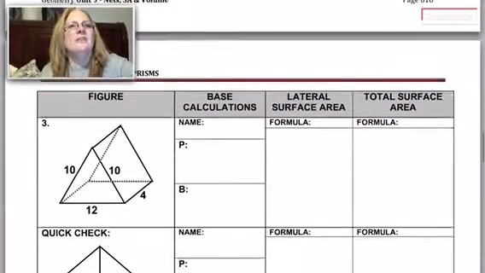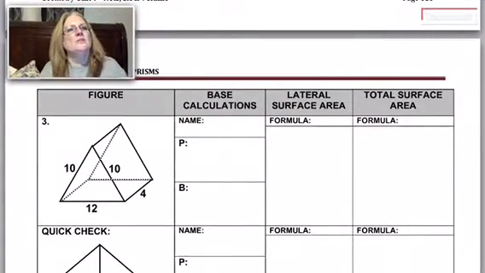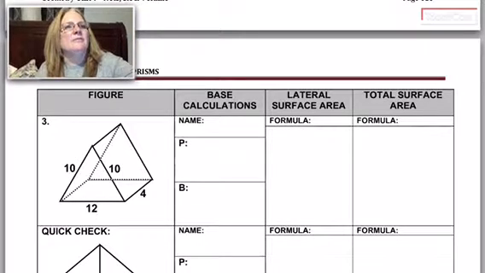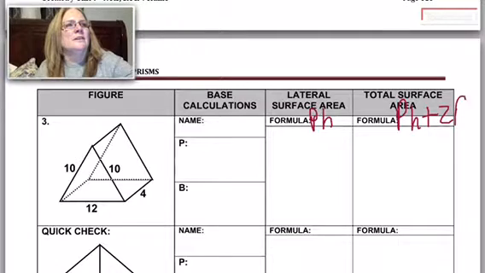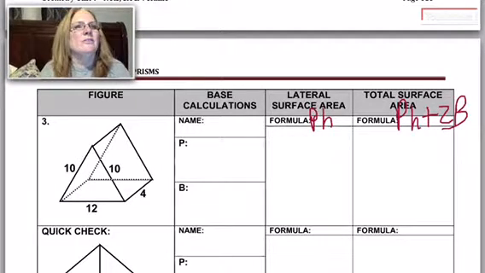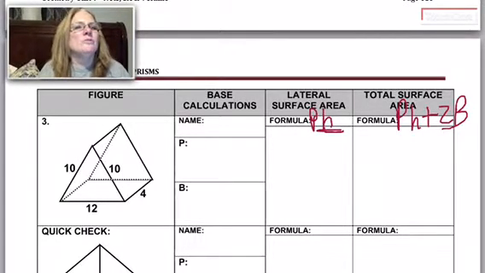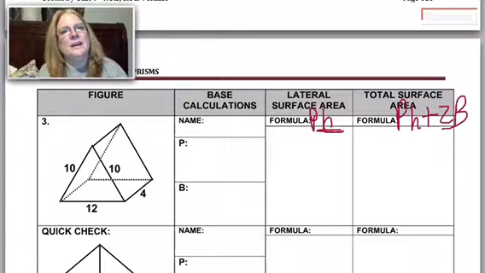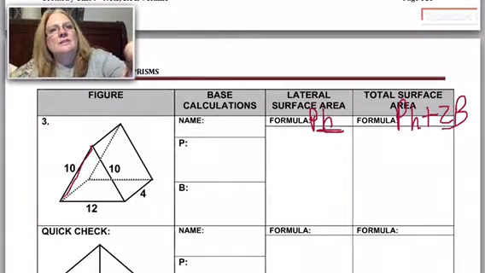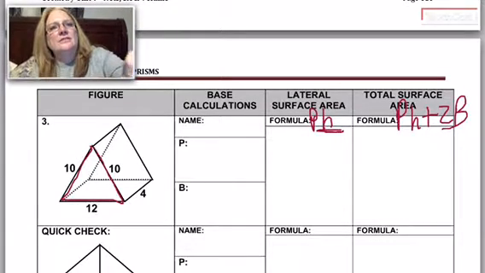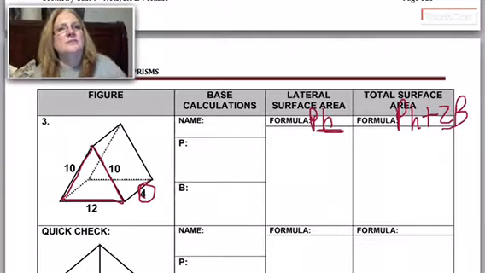Here we have a triangular prism. So again, the formulas are the same, pH plus 2b. Something we have to be really careful about here. This height right here for pH refers to the height of the prism, okay? And so if this is my base, this is the height of the prism.